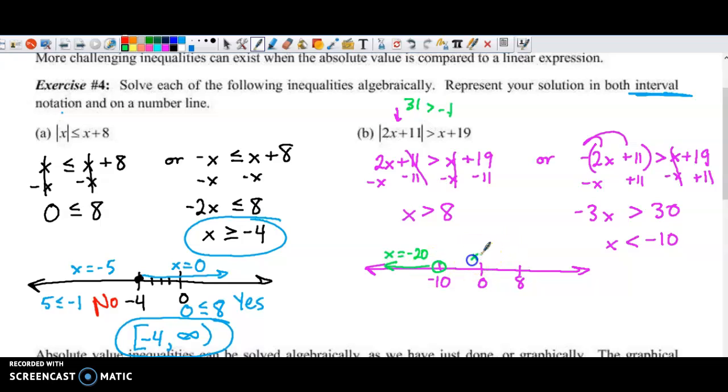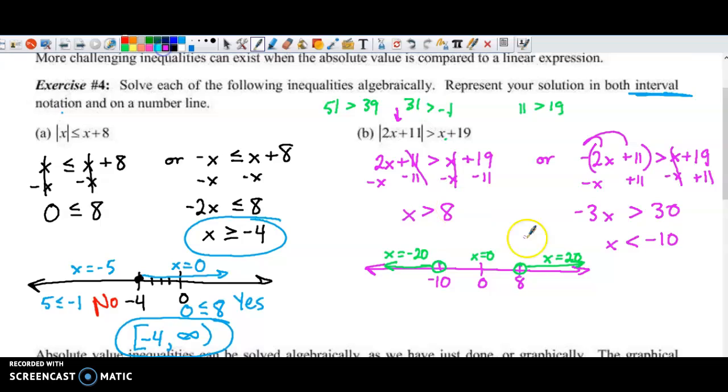What about x equals 0? Well, 0 plus 11 is 11. Is 11 greater than 19? No. So we don't want answers there. But let's try an answer like x equals positive 20. That's definitely bigger than 8. So now it's 40 plus 11 is 51. Is that bigger than 39? 20 plus 19? Yeah. So my inequalities were correct.